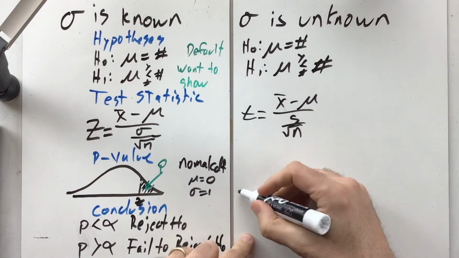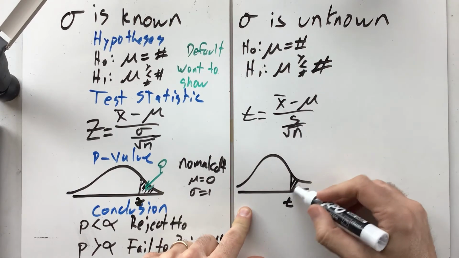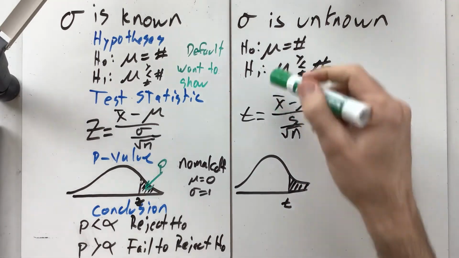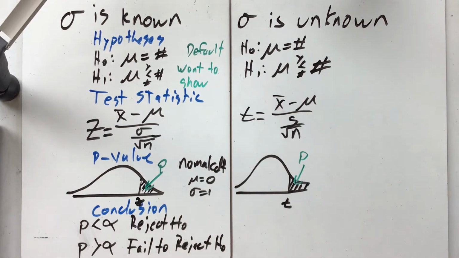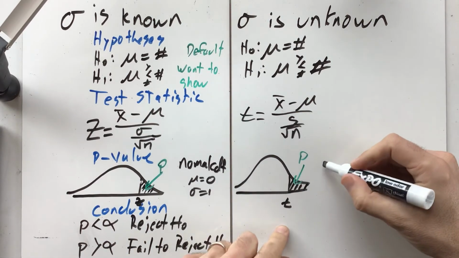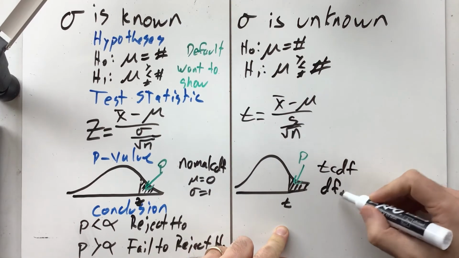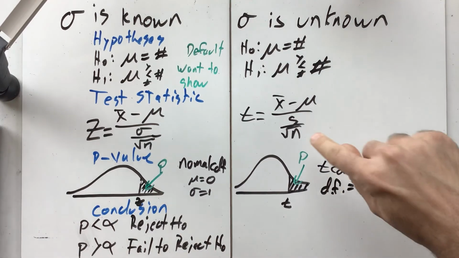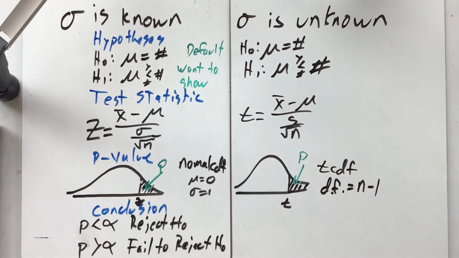To find our p-value, we do basically the same thing. We still have our same picture. Now we're using a t, and we're shading in some side. Again, I'm shading in the greater than side. If the hypothesis was different, we would shade in a different side. But this is our p-value. The only difference is because it's a t and not a z, now instead of using normal CDF, we're going to use t-CDF. And then our degrees of freedom is going to equal whatever n minus 1 is. So if we had 50 items in our sample, we're going to use 49 for these degrees of freedom. It's just 1 minus whatever that sample is.